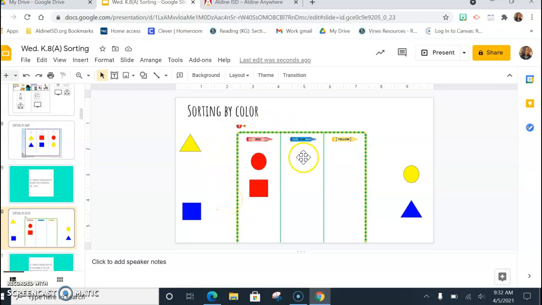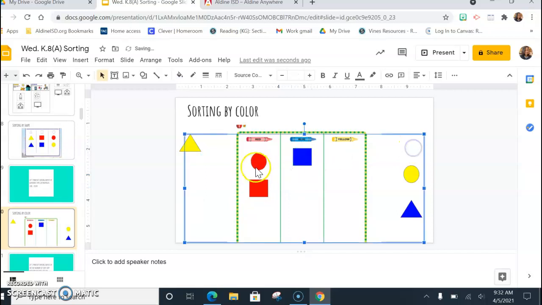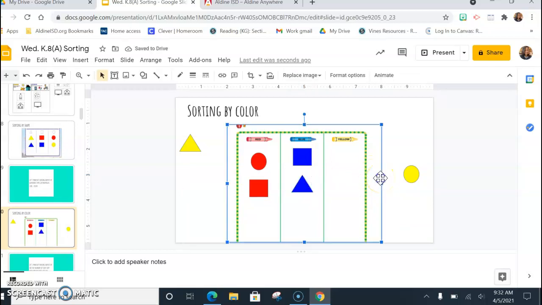Okay. Our next category is blue. What shape can I put in the blue category? The blue square. Why? Because it is blue and because we're organizing our data by color. What other shape can I put in the blue category? The blue triangle. Good job. Because it is blue and we're organizing our data by color.